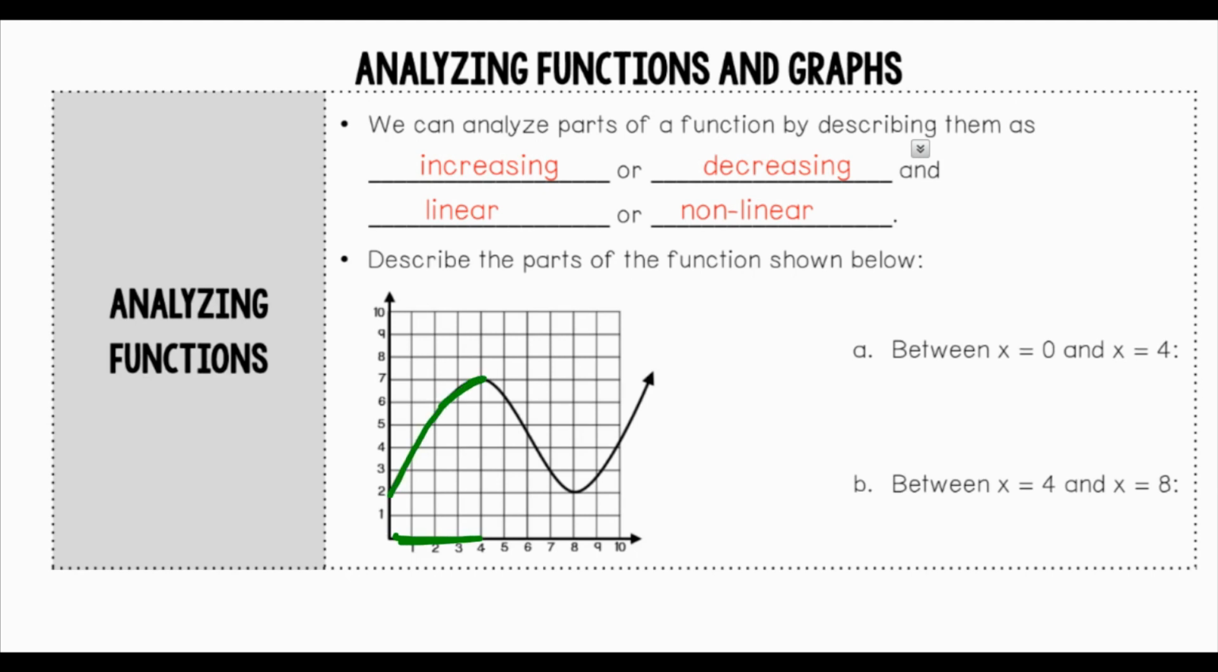Now, if I look at this, I have a positive slope. Positive slopes would be increasing, and I have a curved line, so this would be nonlinear. So my graph between x is 0 and x is 4 is increasing and nonlinear.